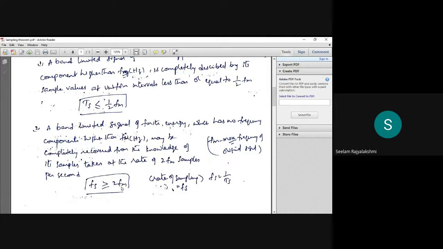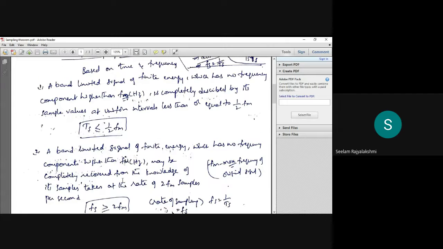Here fm is the maximum frequency of the original signal, and fs equals 1 by Ts. So Ts is less than or equal to 1 by 2 fm, or fs equals 1 by Ts, or fs is greater than or equal to 2 fm. So fs, the rate of sampling, is greater than or equal to 2 fm, where fm is the maximum frequency of the original signal.